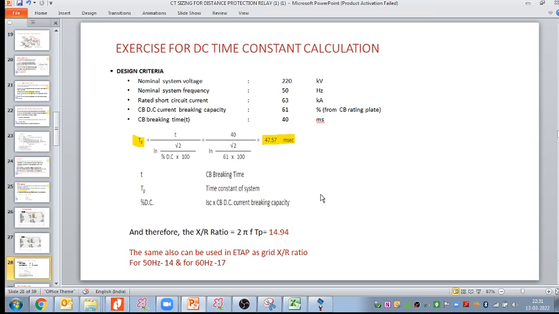So if we take 220 kilovolt, for the DC time constant at 220 kilovolt, the power frequency fault current 61 percent is the breaker DC breaking capacity, and the breaking time is 40 milliseconds. By putting 40 milliseconds and 61 percent DC component, we can solve this equation, and it will provide the total DC time constant of 47.7 milliseconds.